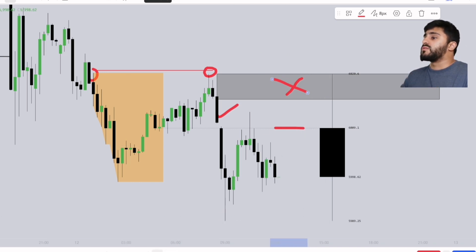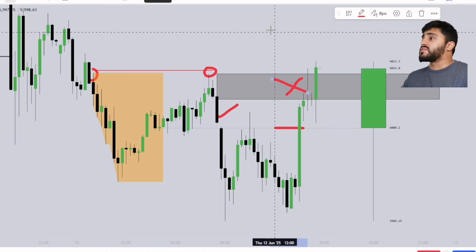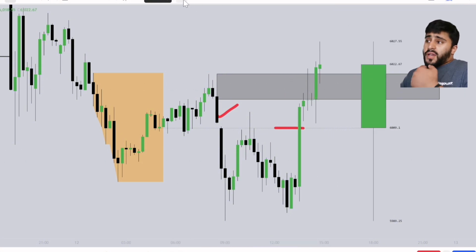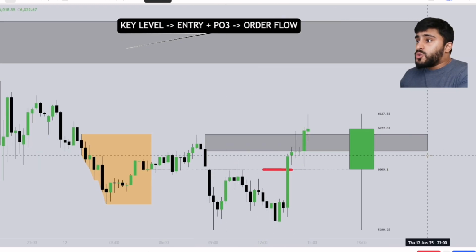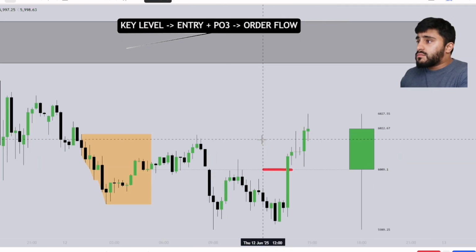Because you can obviously see that the result of that wasn't very good, right? The market did blow through that. And so the best way to kind of avoid these losses is to understand liquidity, right? Liquidity is super important. So you do not want to be trading, buying or selling near equal highs and lows, right?